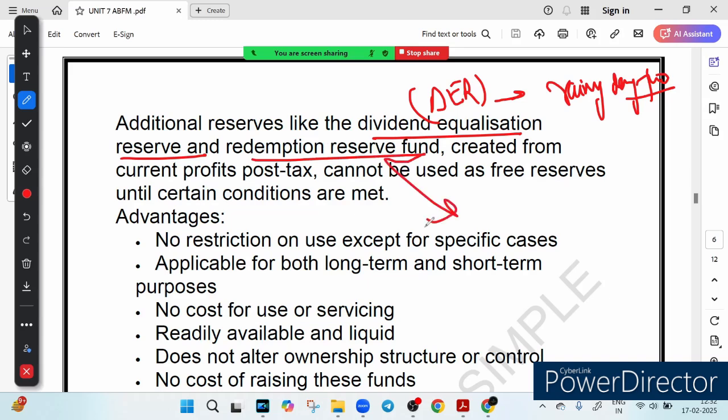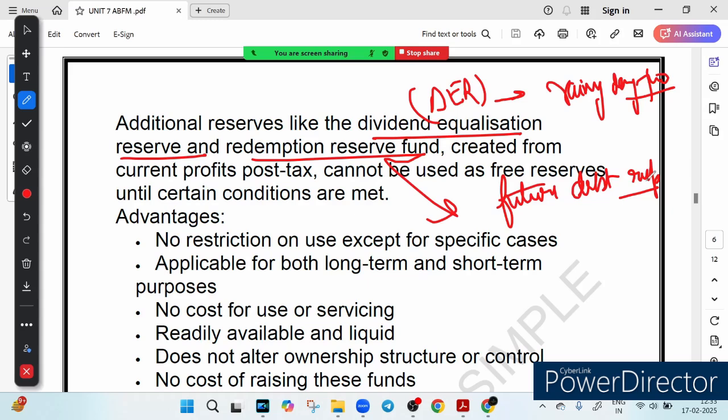And there is something called the redemption reserve fund. What does it mean? The redemption reserve fund is meant to prepare the company for future debt repayment. It's like a savings account that the company builds to pay off bonds or other long-term debt when they become due. For example, when a company issues a bond, that is a loan from investors. It agrees to pay back the money after a certain period. So the redemption reserve fund helps the company save up and ensure that it has enough cash to repay the debt when the time comes. This reserve ensures that the company won't run into trouble paying off its debt and helps maintain financial stability. I hope this concept is clear regarding these two, DER and the redemption reserve fund.